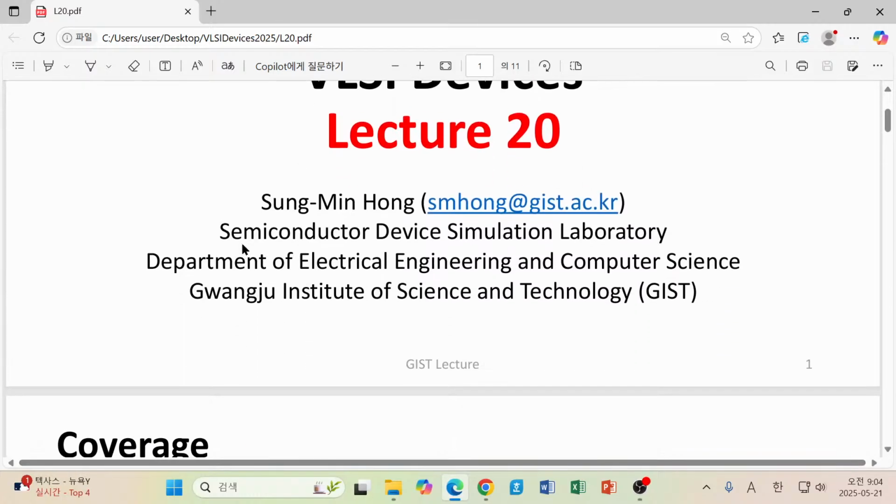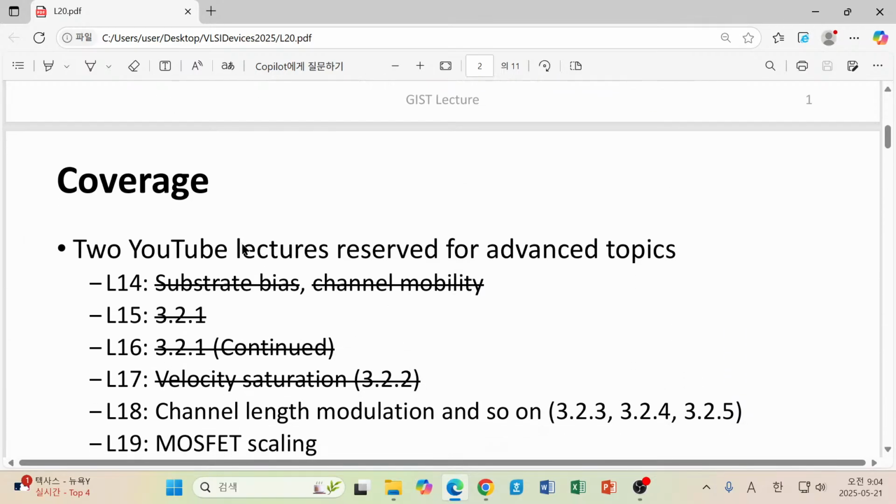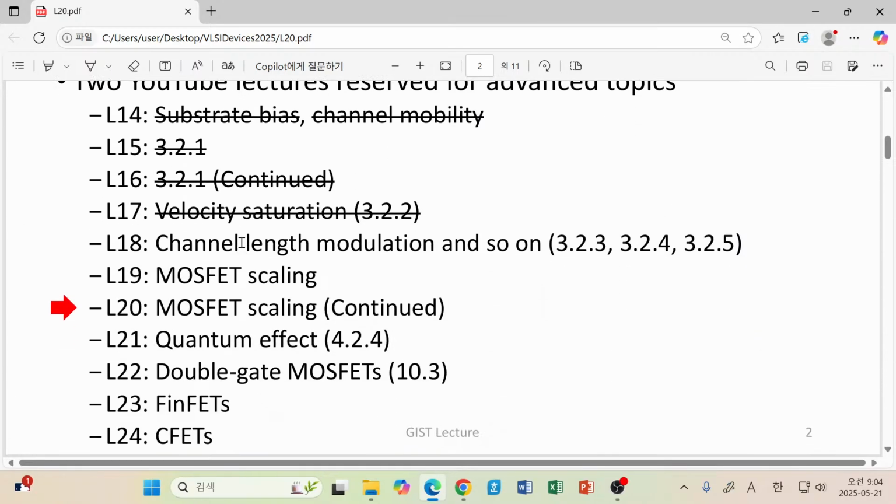Okay, this is lecture 20. So we are in lecture 20 here. Today we will try to cover remaining topics in short channel effect. After that, from next lecture, we'll start discussion about MOSFET scaling.